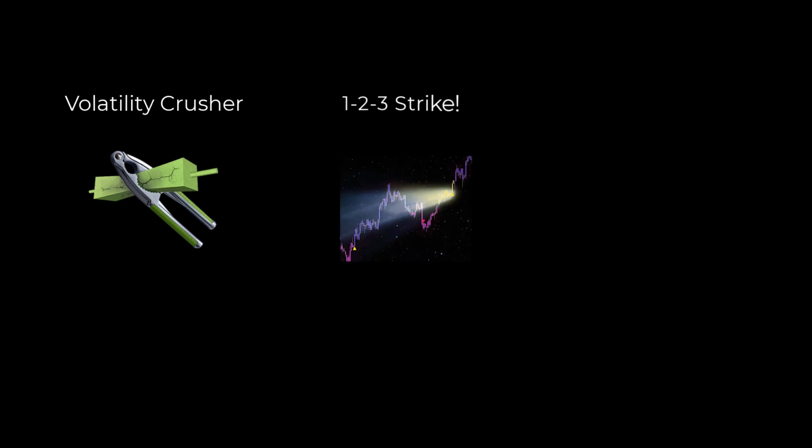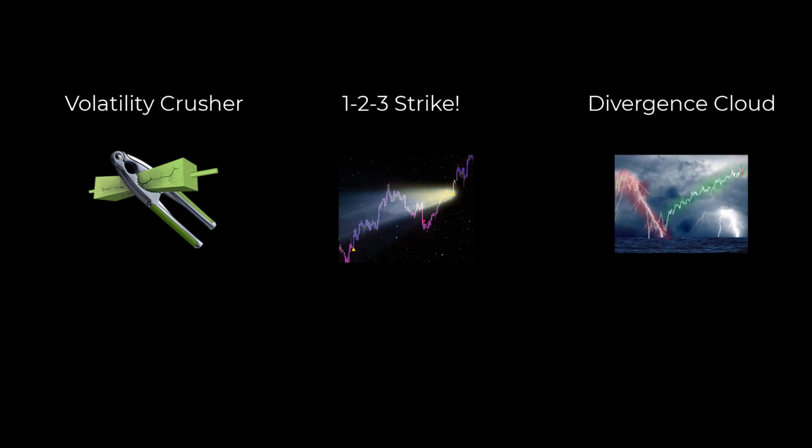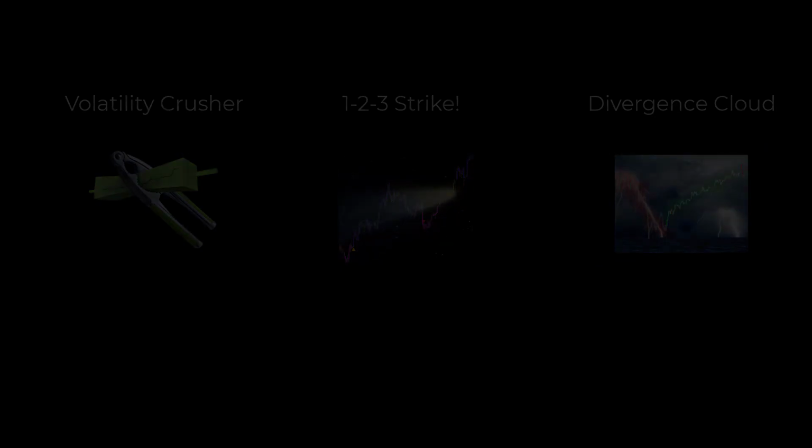Volatility Crusher to signal high-quality, explosive breakouts and breakdowns from compressed and tightened areas. 1-2-3 Strike for trading the prevailing trend within trending markets. And Divergence Cloud for detecting and playing reversals as well as continuations.